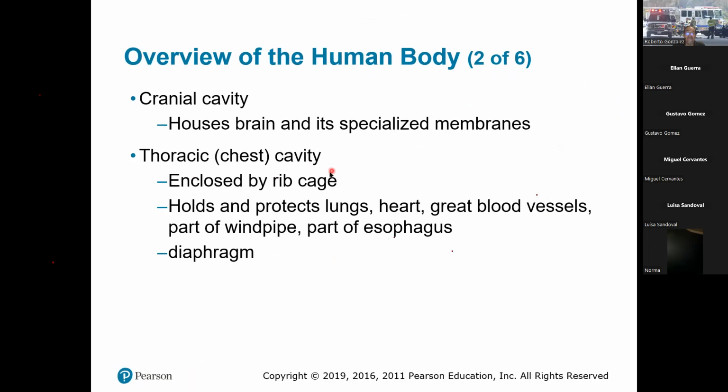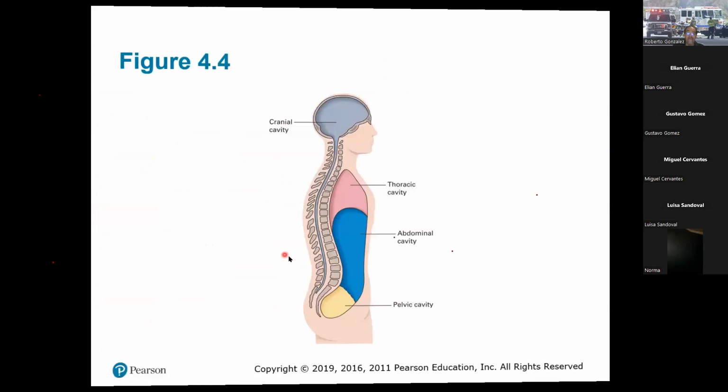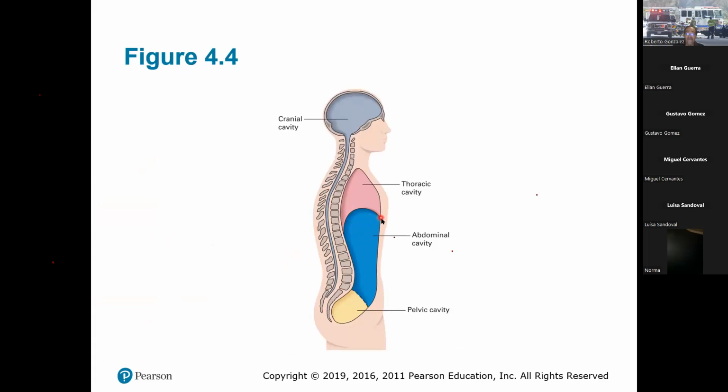The thoracic chest cavity is enclosed by the rib cage, and holds and protects the lungs, heart, great blood vessels like the aorta, the vena cava, and all those, and part of the windpipe, which is your trachea, and part of the esophagus. Of course, you have your diaphragm, which is the lower section. The diaphragm itself is that section right here that you see in a darker pink or reddish area, right below the light pink.